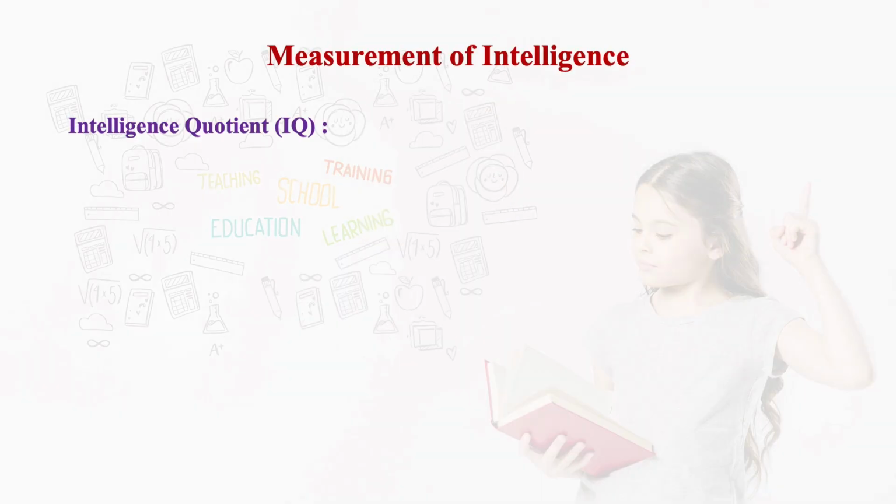So far as measurement of intelligence is concerned, that's called intelligence quotient, that is IQ. We usually use this word: what is the IQ of the student, what is the IQ of a 9th standard student? So what does it mean? IQ means intelligence quotient. Here, try to understand how to determine the IQ of the student.